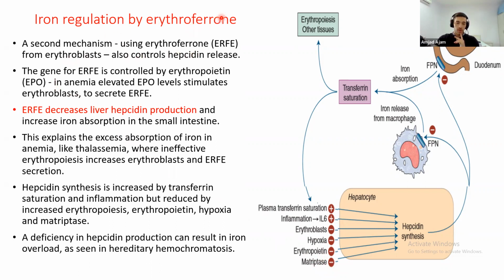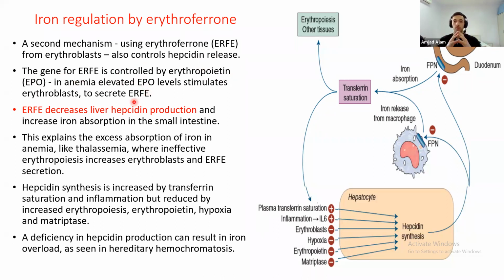So for the erythroferrone story, basically, the erythroblast will produce erythroferrone. This erythroferrone is a protein that controls the hepcidin release. It will inhibit the hepcidin release. Okay. So the gene for erythroferrone is controlled by erythropoietin, the hormone erythropoietin. In anemia, elevated erythropoietin will stimulate erythroblast to secrete ERFE.